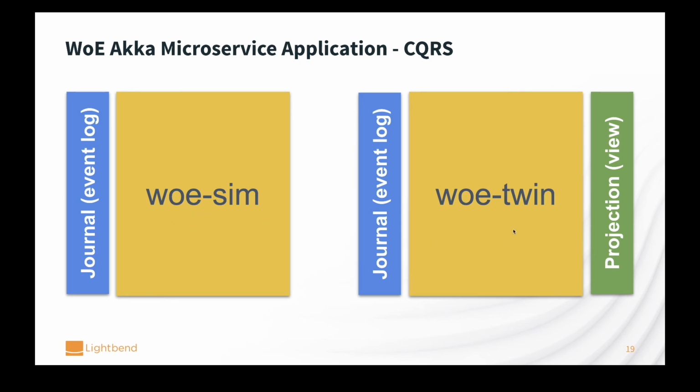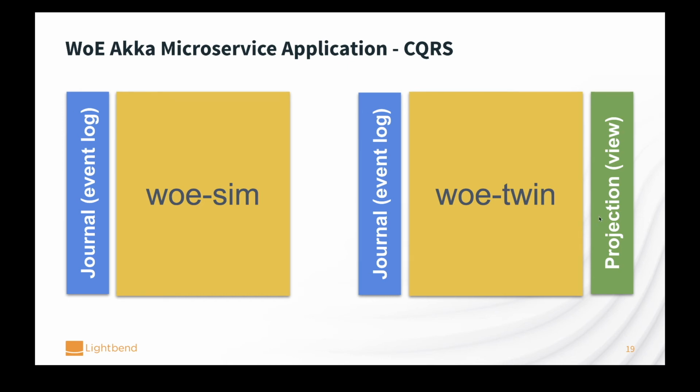The twin service is really set up to be a service that's sitting there receiving telemetry messages from real devices out in the physical world. And the idea is that these messages are coming in as commands. Telemetry messages are interpreted as commands coming into the twin service, and they're getting persisted as events in the journal. But then there is a view. We also call it a projection.